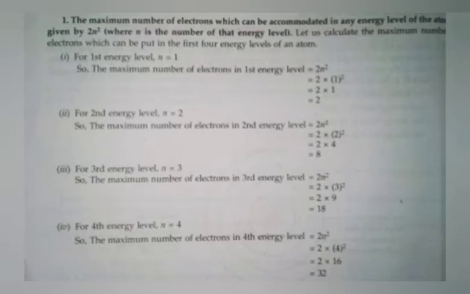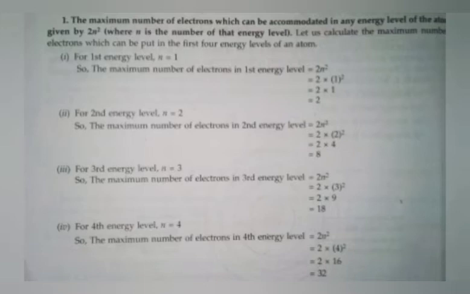The number of electrons in the second orbit can be 8. For the third energy level, M, the number of electrons will be equal to 2 into 3 square, so 2 into 9 is equal to 18. So in the third orbit, the number of electrons can be 18.